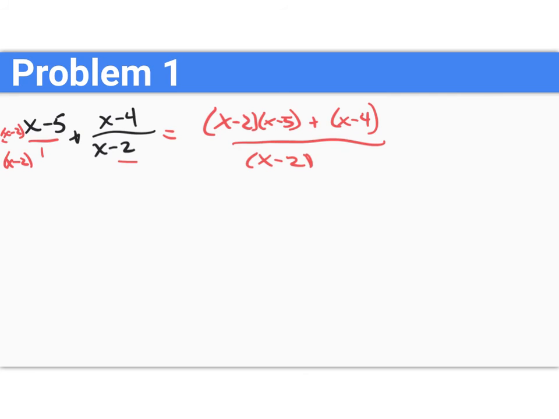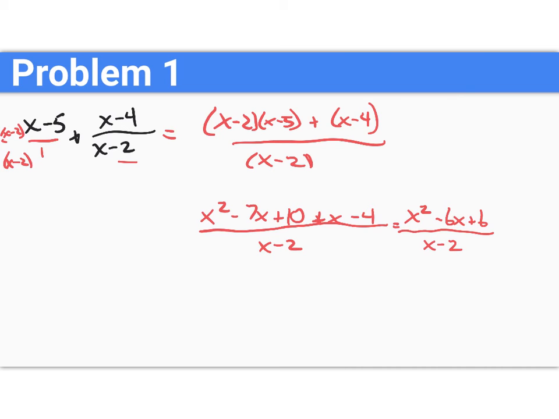Okay, let's do a little combination here. So x squared minus 2x minus 5x plus 10 minus 2x minus 3 is minus 7x. The factors 2 and 5. Okay. Plus x minus 4 over x minus 2. Combine like terms, you get x squared minus 6x plus 6 over x minus 2.